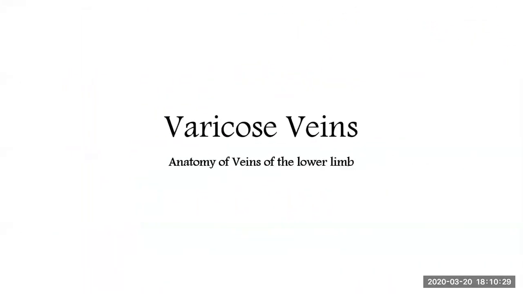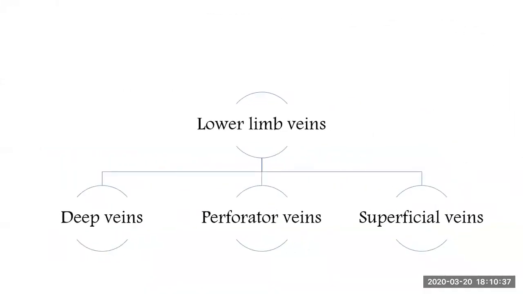First, we are going to talk about the varicose veins, starting by the anatomy of the veins of the lower limb and the venous return. There are three sets of veins in the lower limb. These are the deep veins, the perforator veins, and the superficial veins.